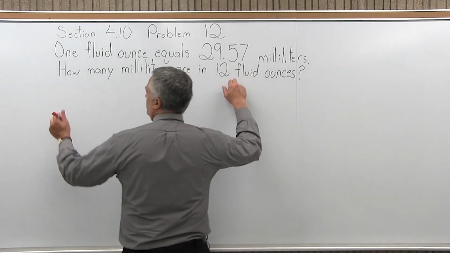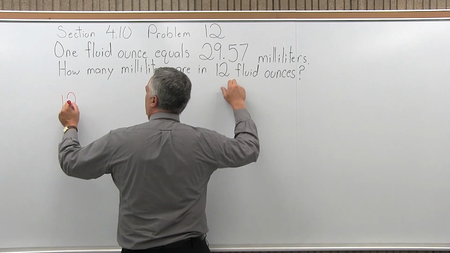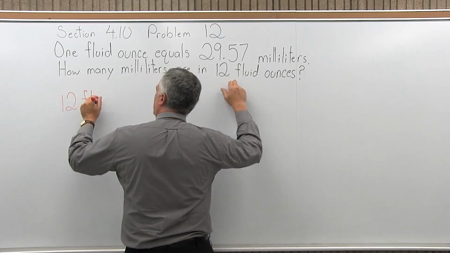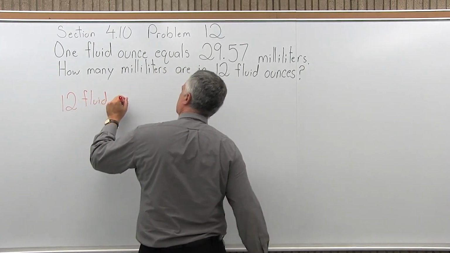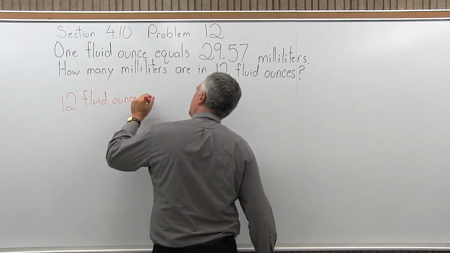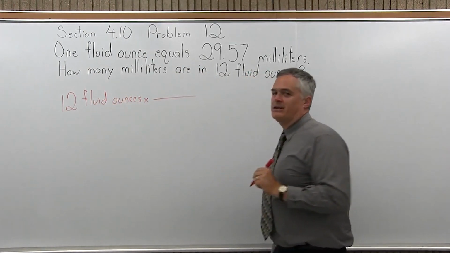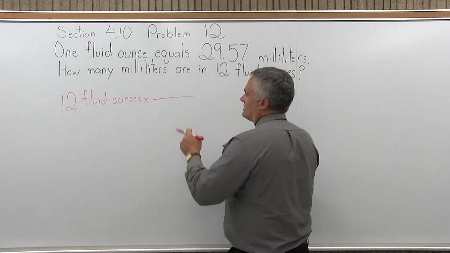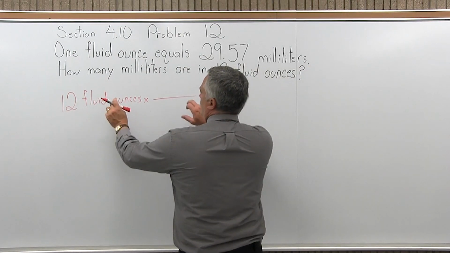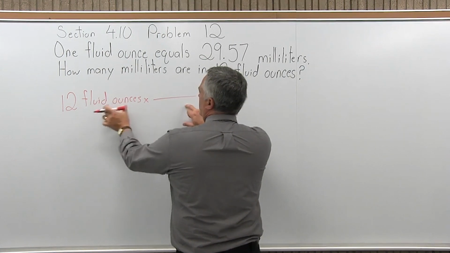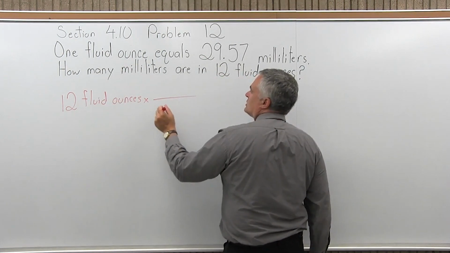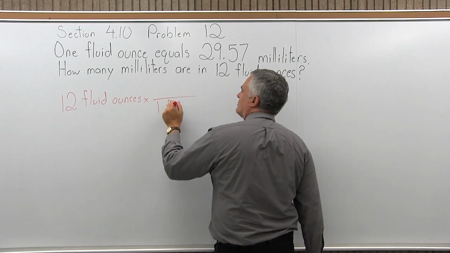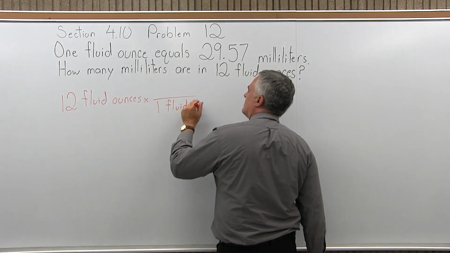So start with the given quantity. That would be 12 fluid ounces. And it has to get multiplied times a fraction that's equivalent to 1. And what goes in the numerator and denominator of the fraction is important. You want to put the quantity in the denominator that will cancel the given units. So 1 fluid ounce will go in the denominator.